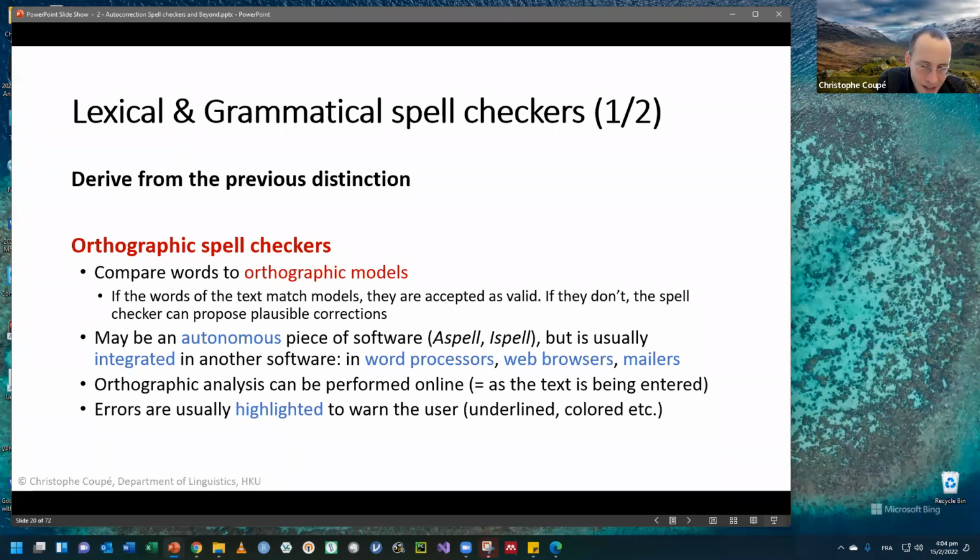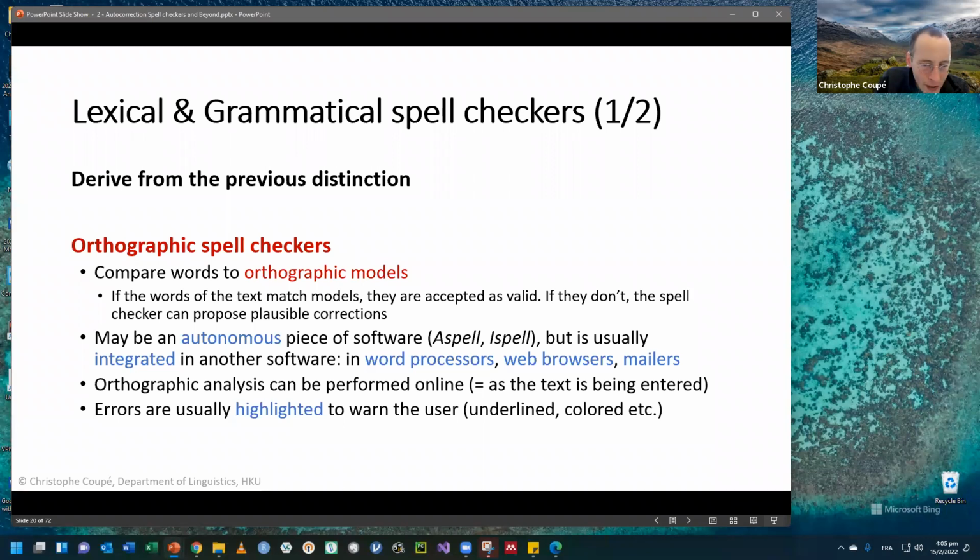So online means as the text is being entered, the mention of deep learning, and so on. When you write invention, the system can very quickly check if it knows this form. And if that's not the case, then the warning can pop up. And usually you highlight the errors to warn the user. You may underline them, you may use color, etc. So that's orthographic spell checking, lexical spell checking in a way.